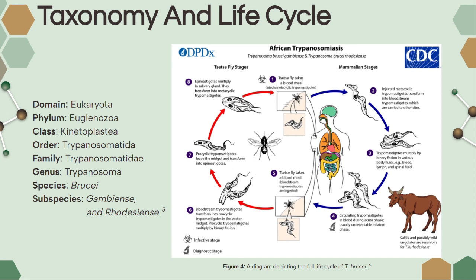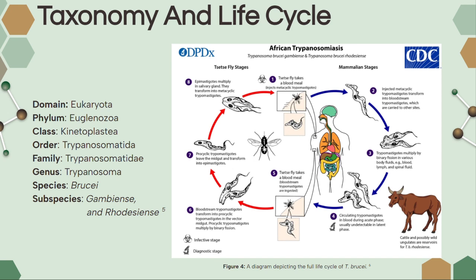Now, for the taxonomy of Trypanosoma brucei, it's an organism of the domain Eukaryota, of the phylum Euglenozoa, of the class Kinetoplastea, of the order Trypanosomatida, of the family Trypanosomatidae, of the genus Trypanosoma, and of the species brucei, with two subspecies, gambiense and rhodesiense.